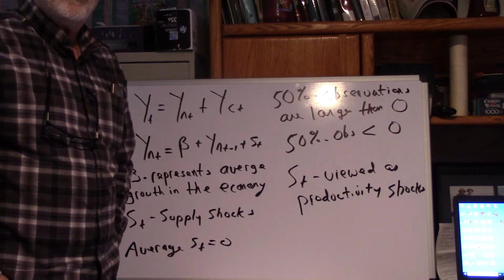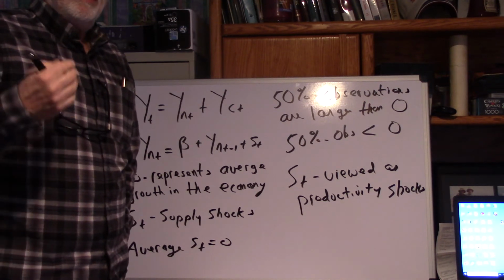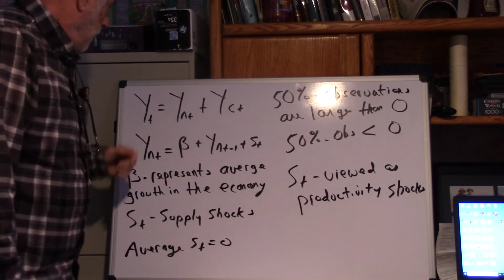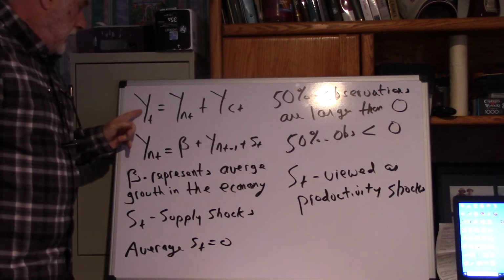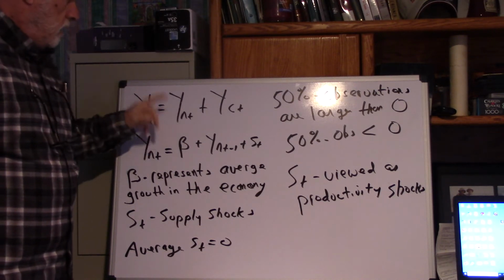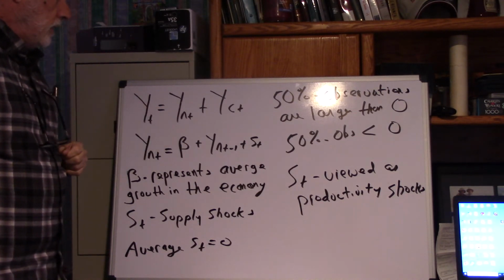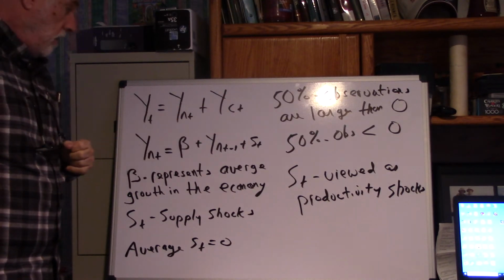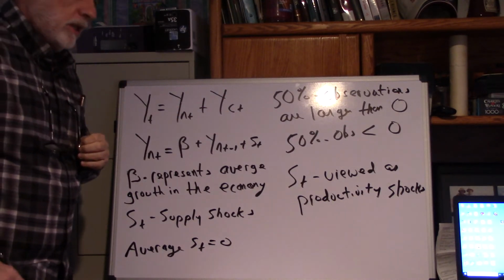So what I'd like to do is start to introduce the mathematical model that we talked about in the previous lecture. So what we have here is output, which is yt, is broken up into two parts: the natural level of output ynt, and also the cyclical component of output yct. Okay? And we defined those in the previous lecture.